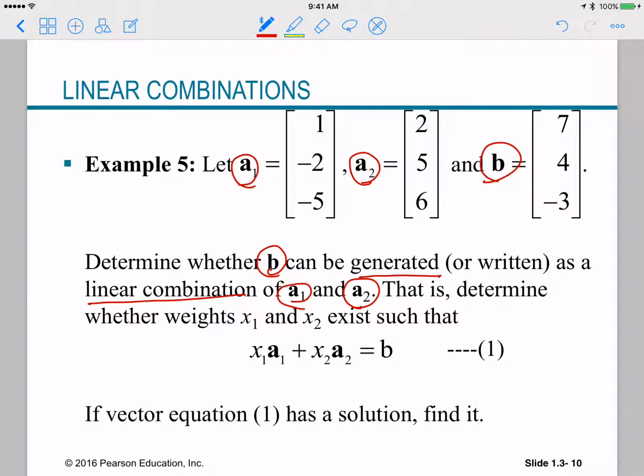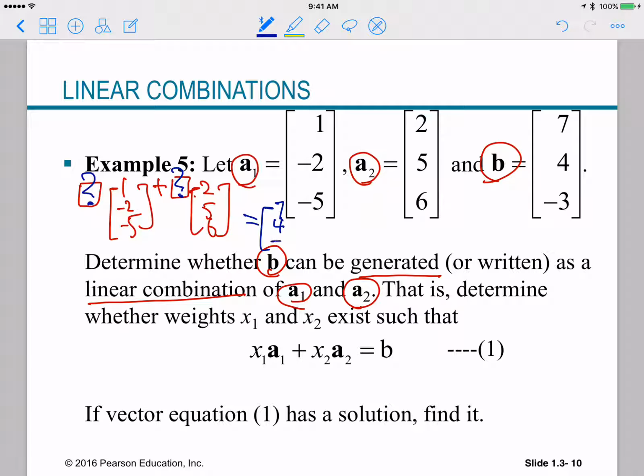Let's think about this example again. So 1, minus 2, minus 5, and we have 2, 5, 6. And then what was the linear combination? We multiply each of these vectors with some scalar value, and then we add them up. But here we do not know those two values yet. Although we do not know these values, that is still called a linear combination. And then the question is, can we make this linear combination the same as 7, 4, minus 3?